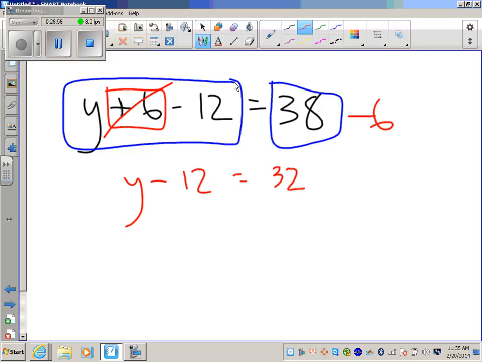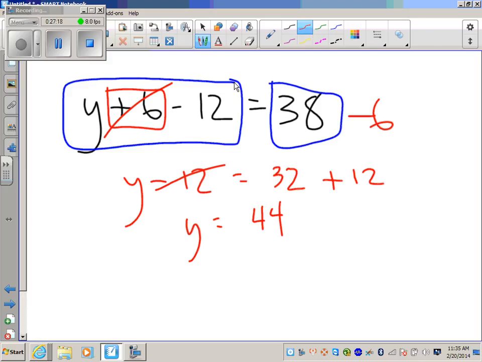Now I got to focus on the negative 12, or minus 12. The opposite? Add 12. Y equals 44. Plug it in. 44 plus 6 is 50. 50 minus 12 is 38.